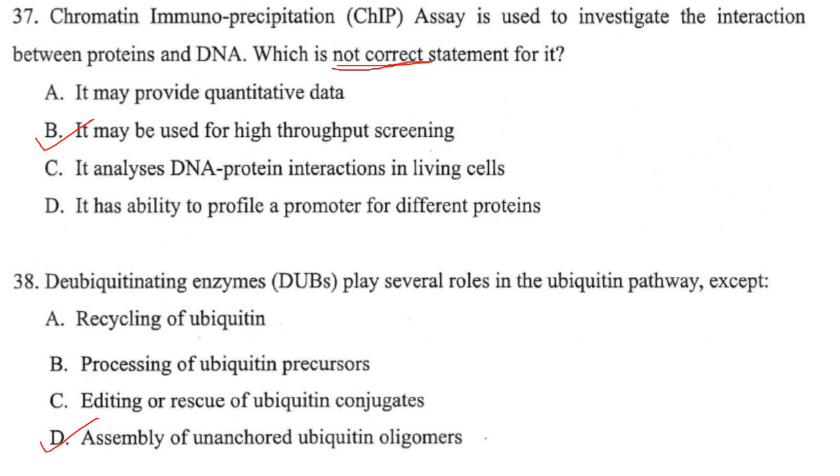Next one. Chromatin immunoprecipitation assay is used to investigate the interaction between proteins and DNA, which is not a correct statement for it. It may provide quantitative data. That's correct. It is used for high throughput screening. No, it is not used for high throughput screening. High throughput screening is used in the drug discovery process, and ChIP is used in high throughput sequencing. So option B is not a correct statement.